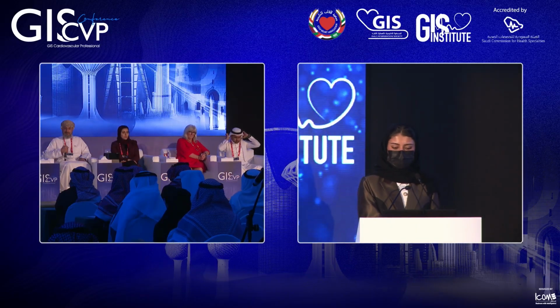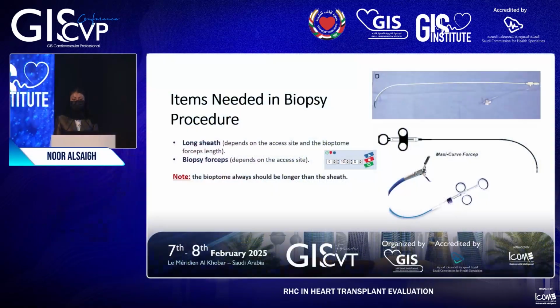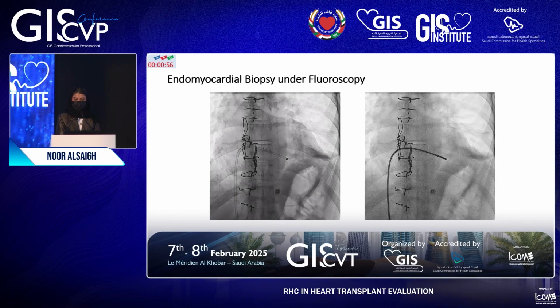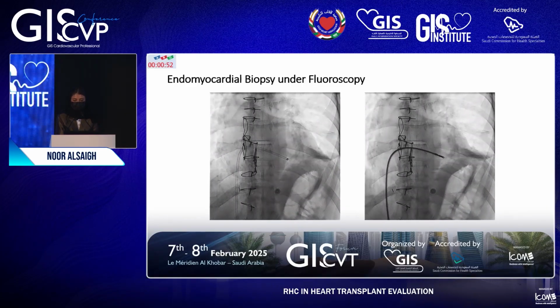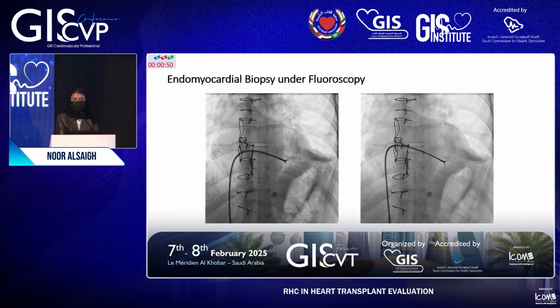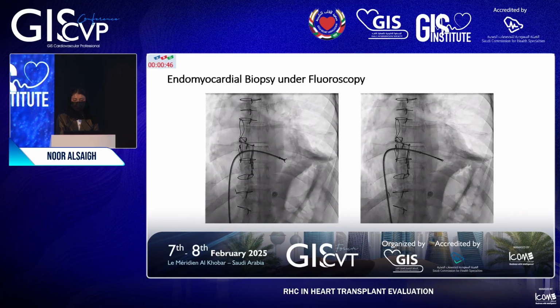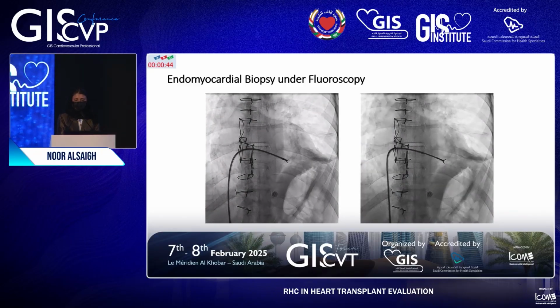So we need to make sure that the bioptome is always longer than the sheath, so we can advance the sheath, then advance the bioptome to take the biopsy sample. These are the angiography images for biopsy. As I told you, the sheath is introduced first, then we advance the bioptome, and we take the biopsy sample.